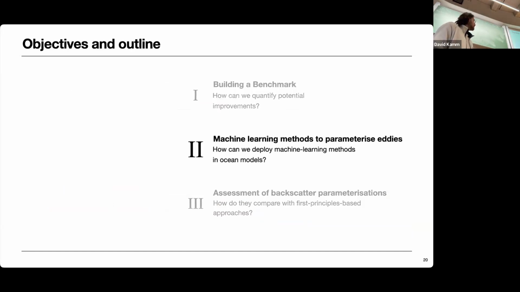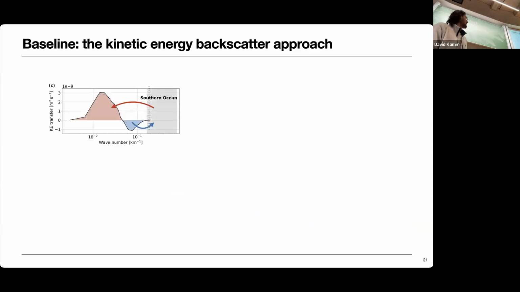Now let's come to the next part, the machine learning methods to parameterize eddies. And I think the best way to start is not to talk about the data-driven methods for now, but first the baseline. So how would we go about this from a first principle-based approach? The kinetic energy backscatter approach.